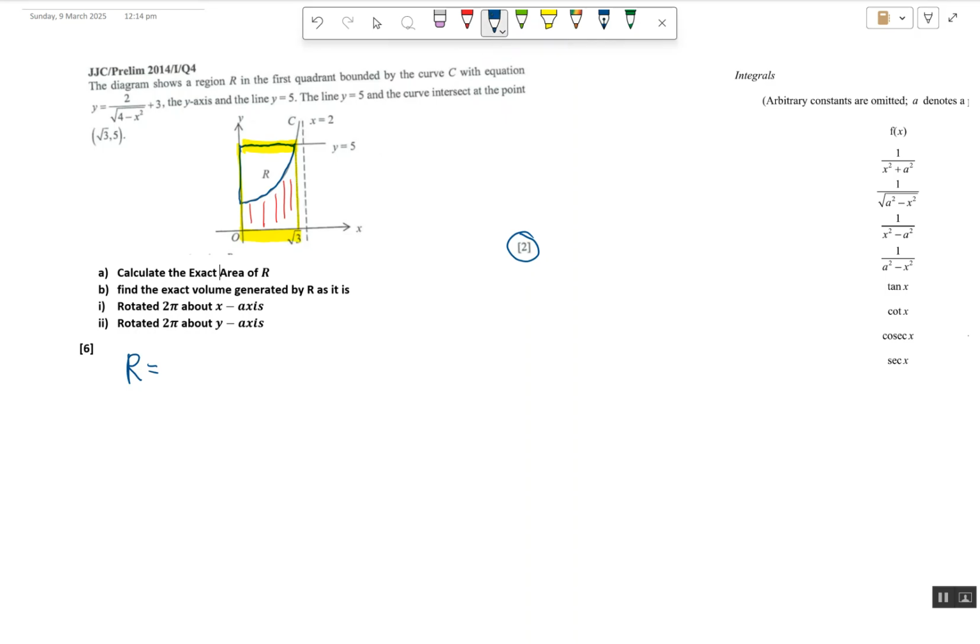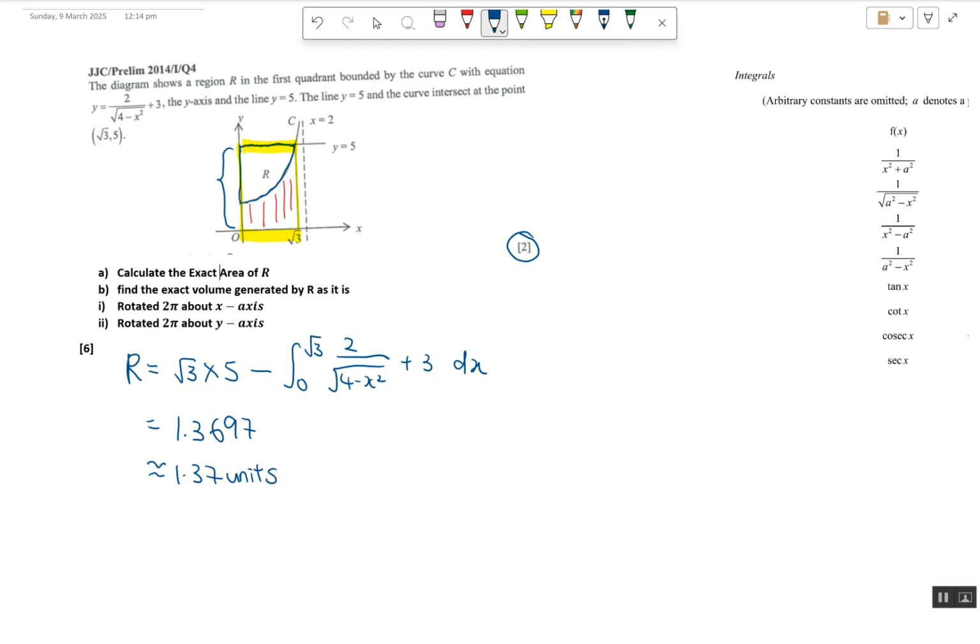A rectangle is base times height, root 3 times the height here, 5, minus area under curve from 0 to root 3, 2 over square root 4 minus x squared plus 3 dx. Okay, so because it's 2 marks, all you need to do is to key in the calculator. This, you should be able to get 1.3697 or approximately 1.37 square units.